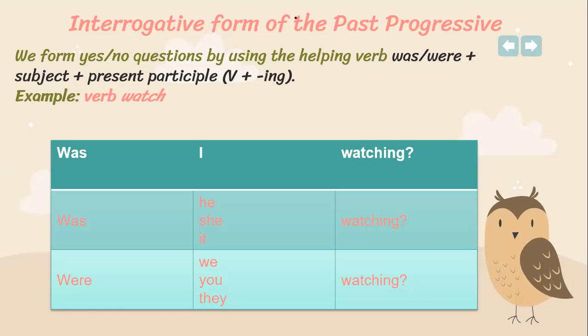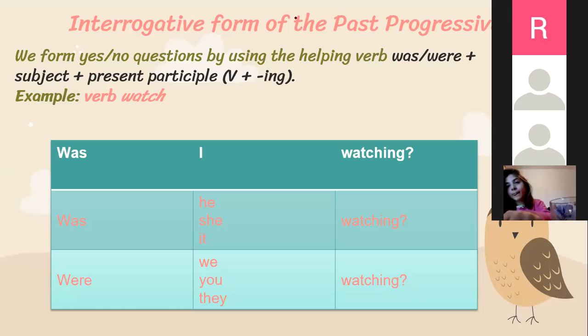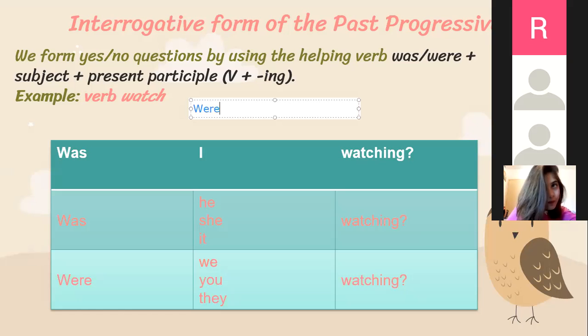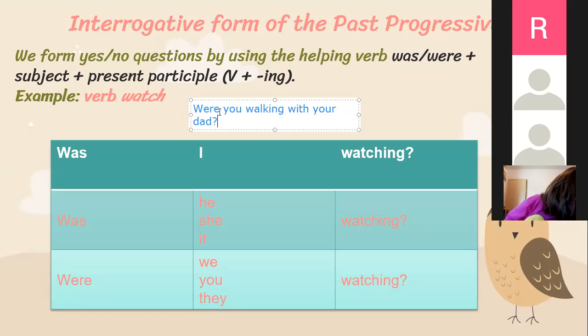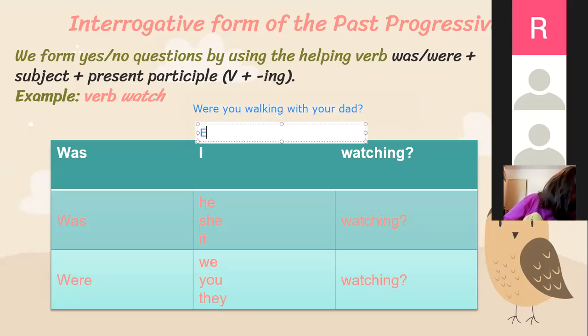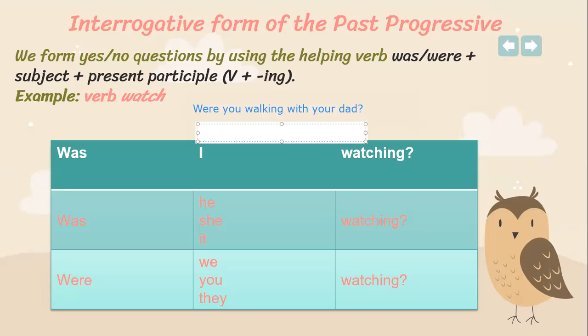Let me show you how. Or why were you walking with your dog? So first you said, were you walking with your dog? This is a yes/no question. It's an excellent question. Bravo. Or you can use a WH word: why, where, or when. Why were you walking with your dog?